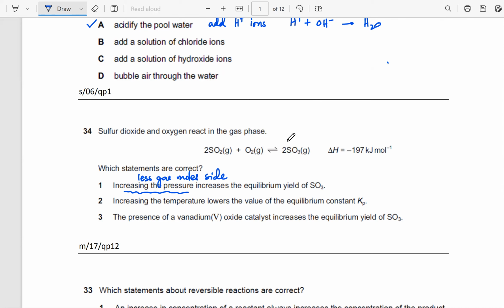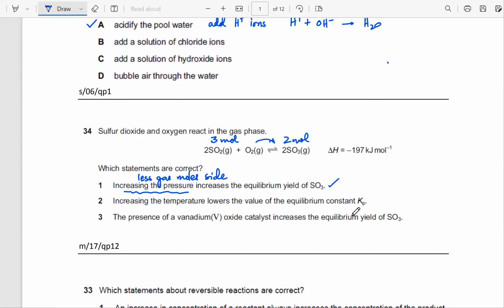If products are formed, how many moles of gas? 2 moles? Vice versa, if the backward reaction is favored, how many moles of gas are produced? That's 3 moles, right? One, two, three, that's 3 moles. So on the left side you've got 3 moles of gas, on the right side you've got 2 moles of gas. So the side with fewer gas moles is forward, right? So the forward reaction is going to be favored and more SO3 is going to be produced. So the first one is correct.